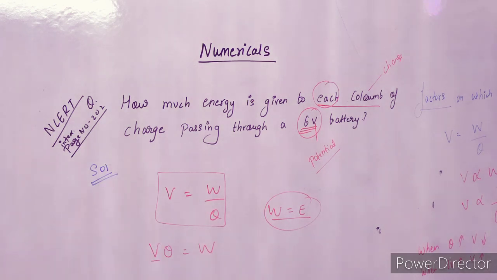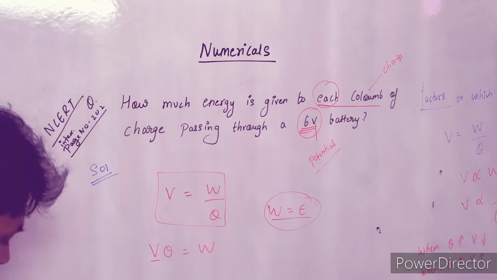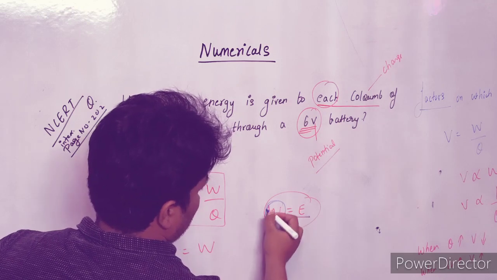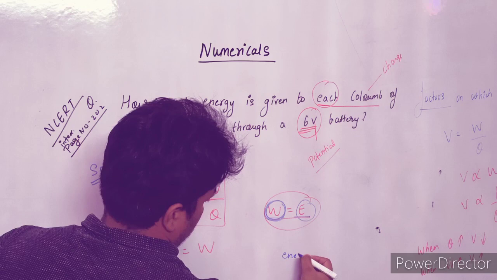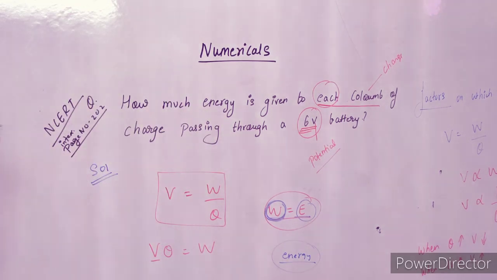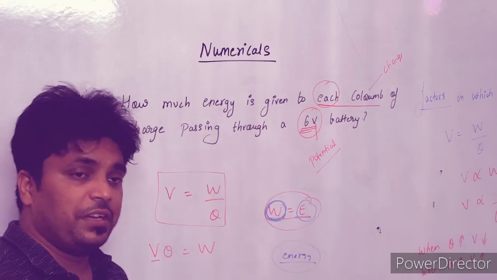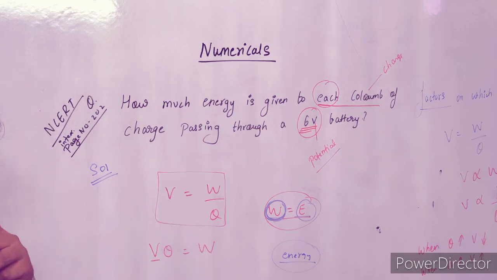So the potential depends on work done and on Q. Sometimes we take W equal to E. W is the work done, E is the energy. We already learned this in the 9th class, that work and energy are equal. Energy and work are similar. That's why we take energy and work the same here.